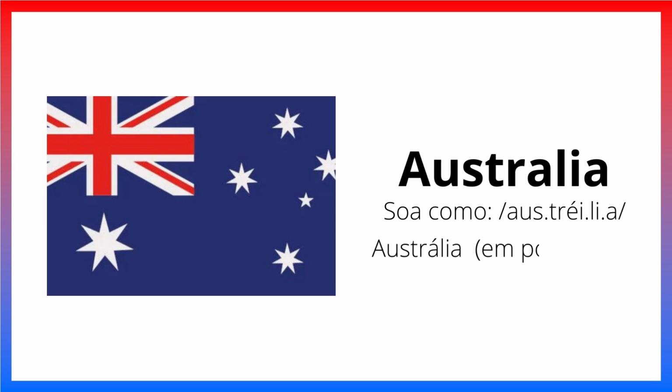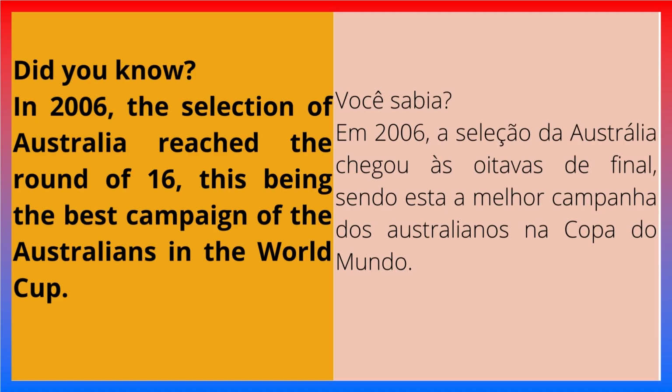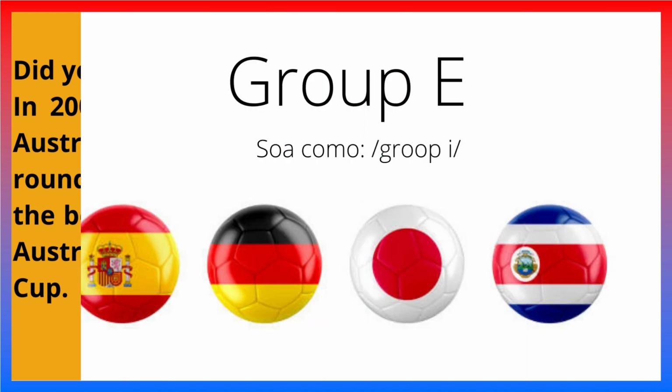Australia. Did you know? In 2006, the selection of Australia reached the round of 16, this being the best campaign of the Australians in the World Cup.